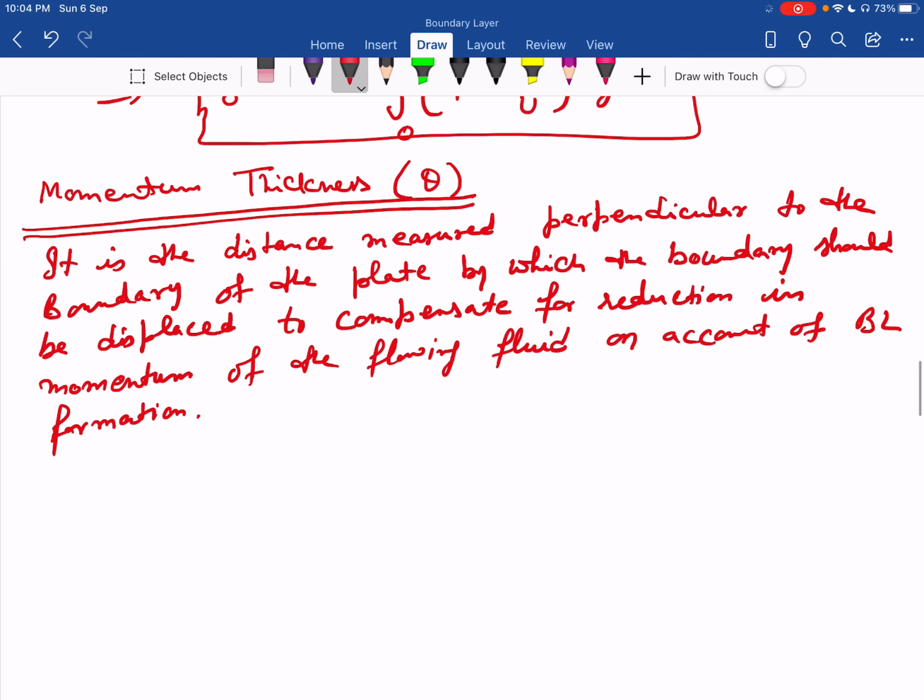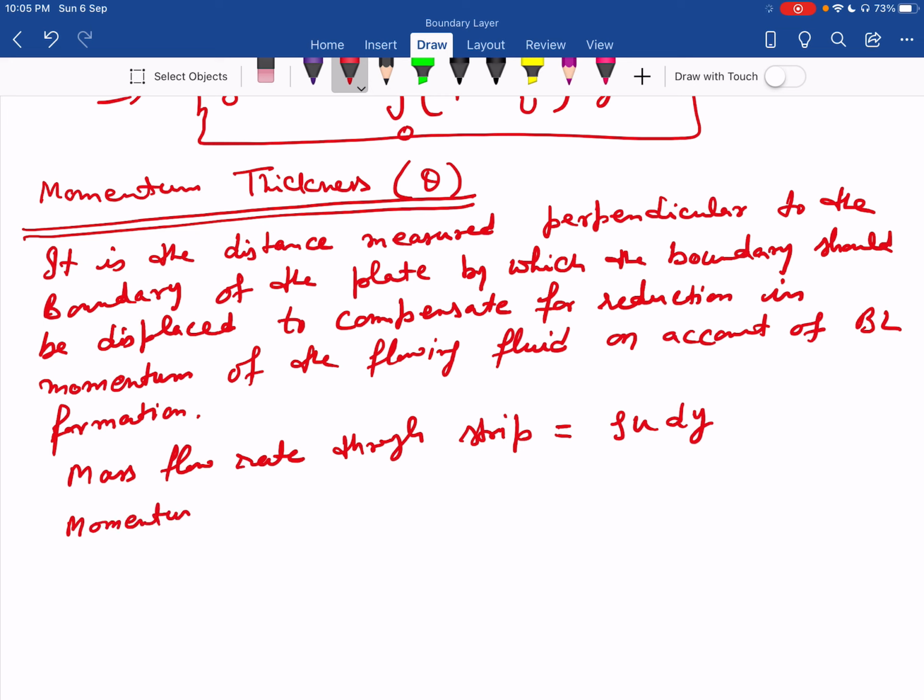Now in this you can see, I can write again the mass flow rate through the same elementary strip. That is rho u dy. You have a plate at the bottom, and a strip at distance y with thickness dy. Now you can write its momentum: multiply this by u, so that comes out to be rho u square dy.